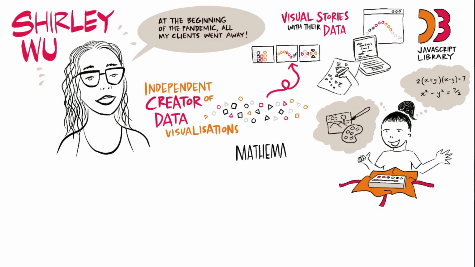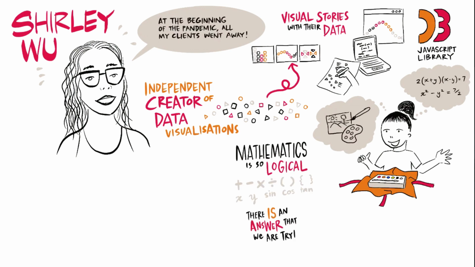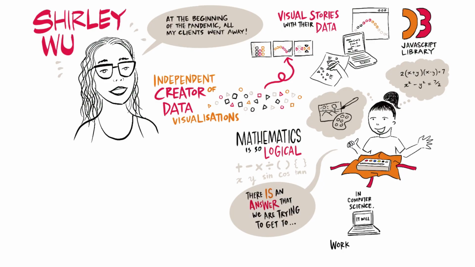But even growing up, at the same time as all of that doodling and those art classes, I also always really enjoyed math. I really enjoyed how logical it was, that there is an answer that we're trying to get to. And that's the same thing with computer science. For most things, there is an answer that we can get to. It's either going to work or not work, and it might have some bugs, but it will work or not work. And so that's kind of the driving factor of why I have always loved both.